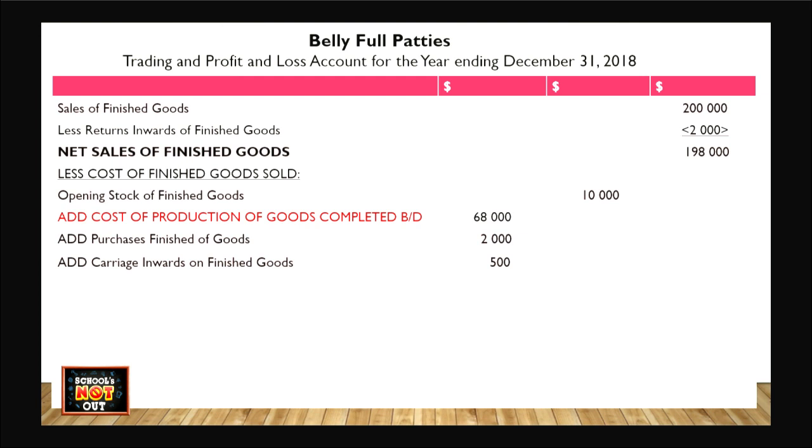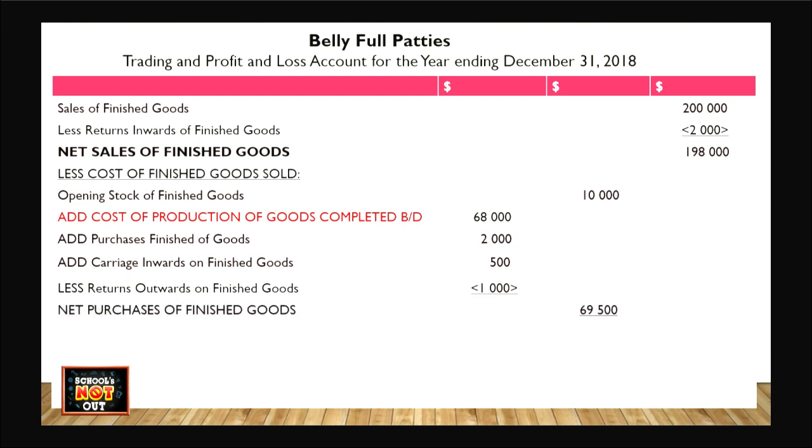We do our addition, students, and what we get here is our total, to which we will subtract $1,000, which is our returns outwards on finished goods. And this return could be made simply because the manufacturer may have bought extra items that he normally would produce, possibly to fill an order, but they were faulty, so he had to return them. So we would less the returns outwards on finished goods, and then we would get our net purchases of finished goods, which is $69,500. We then add the $69,500 to our opening stock of finished goods, which is $10,000.